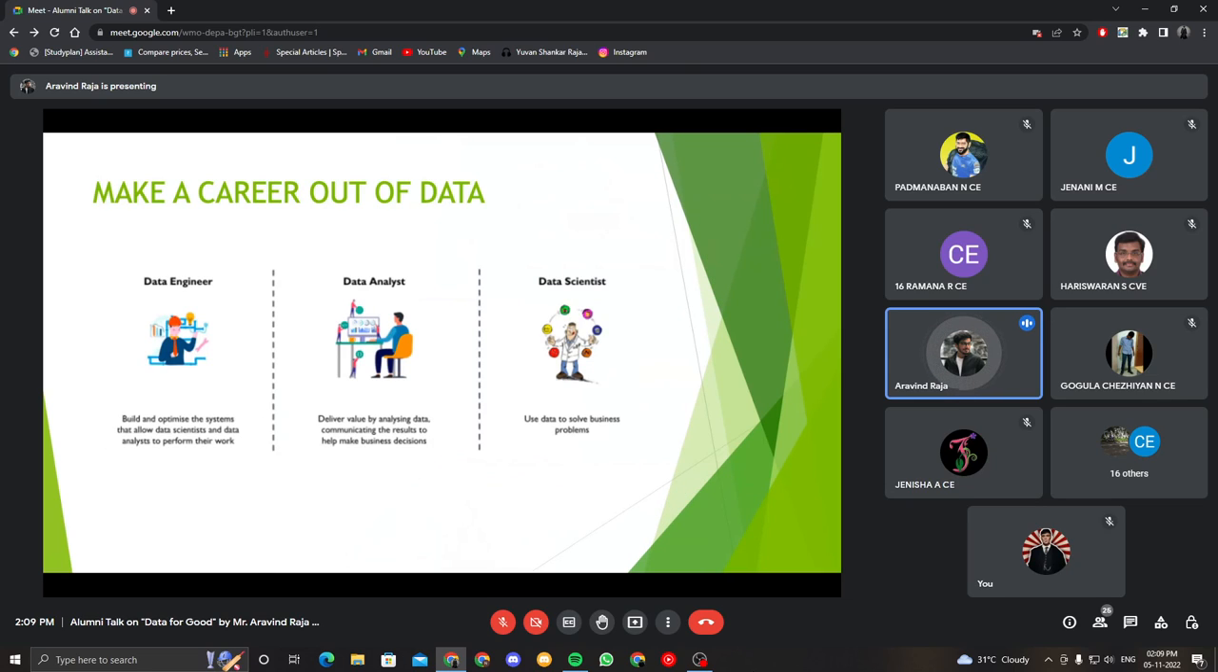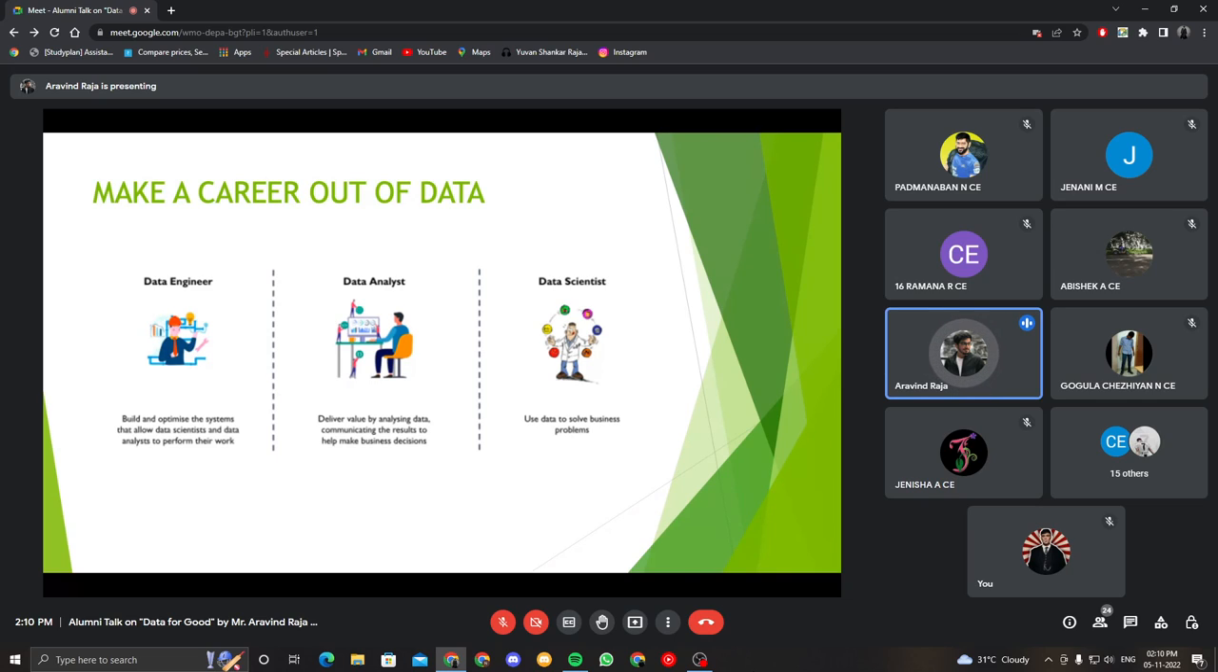Okay, so the last slide. This slide is about if you want to make a career out of data. These are the popular designations which you can opt for if you are fond of data, or passionate about data. Data engineering, so this is what I do. Basically I optimize and build systems so that the data is catered to the decision-making people.